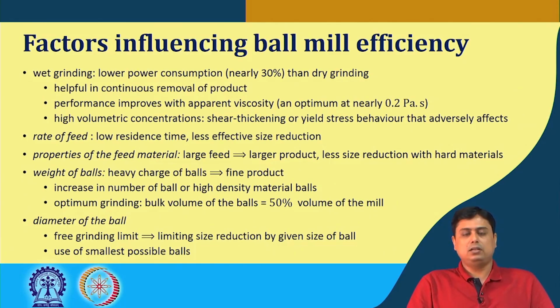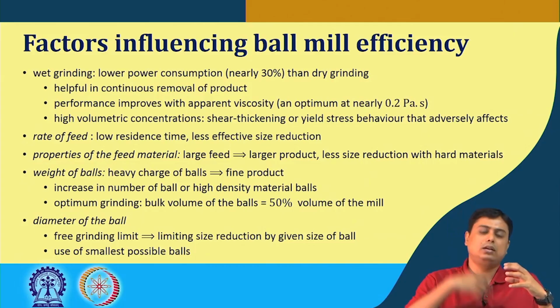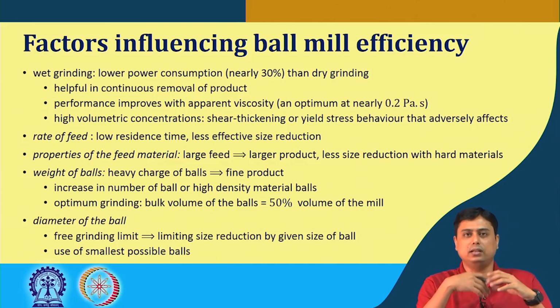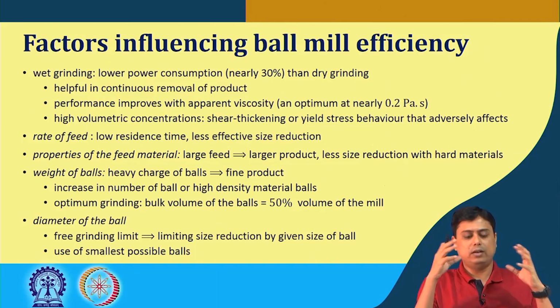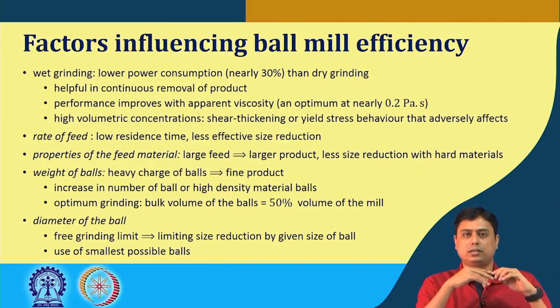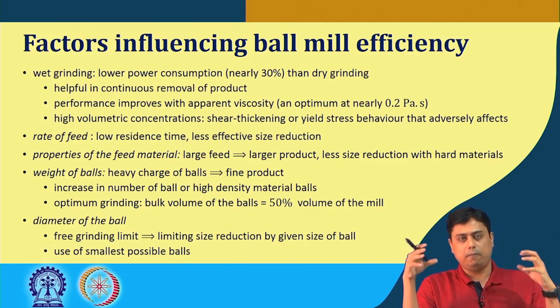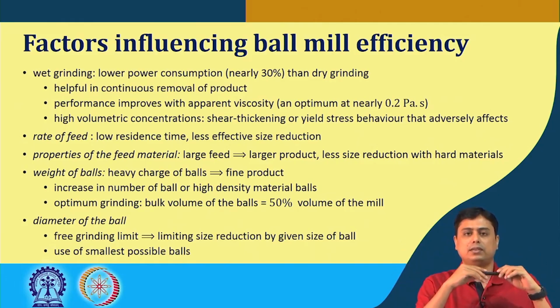The important factors, so we can understand, is the rate of feed in the ball mill that influences its efficiency, because with the rate of feed you can control the residence time of the feed, the amount of time it would be retained in the chamber, so that the crushing and grinding can happen inside the chamber. If it is increased, then there would be low residence time and less effective size reduction. So, with a high throughput you can increase its capacity, but there would be lesser effect of the size reduction.